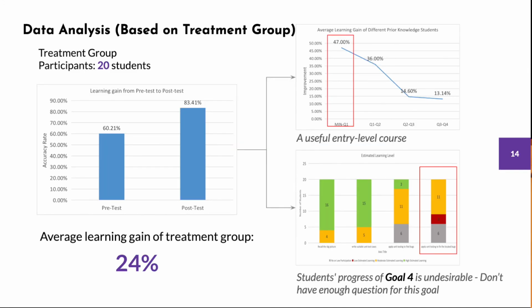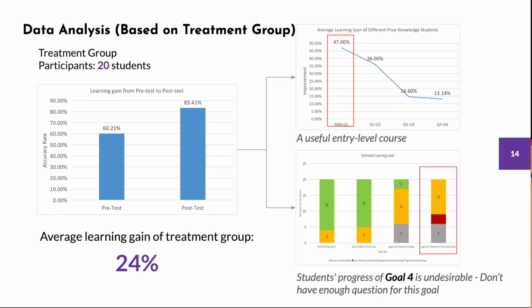Here is an interesting finding from our treatment group. The average learning gain of different prior knowledge groups shows that lower pre-test students show bigger gains. Of course, these students have more room for gain, and this phenomenon might be caused by regression to the mean. But we still think it means that our module is a useful entry-level course.